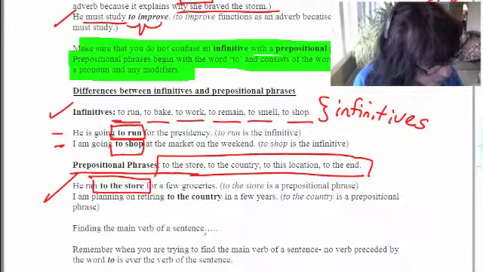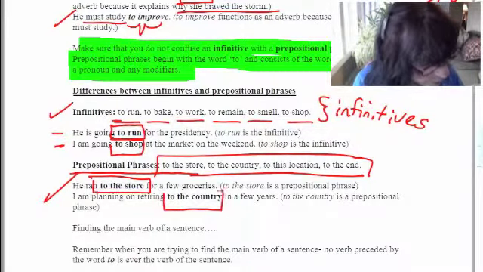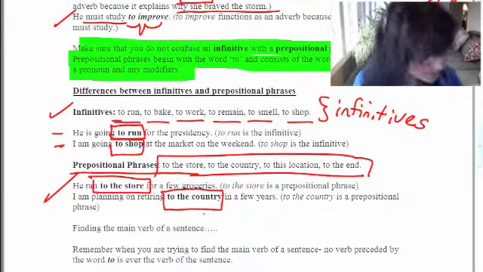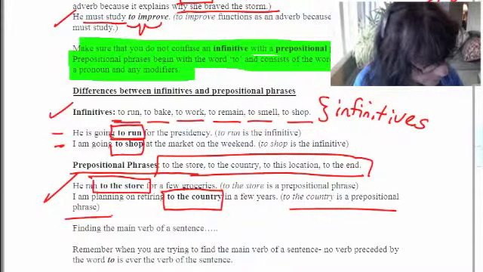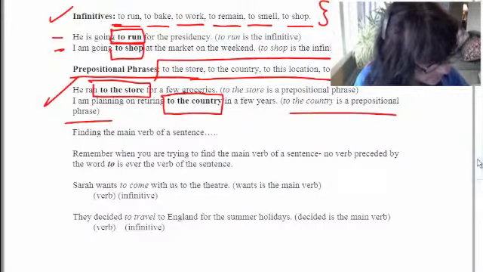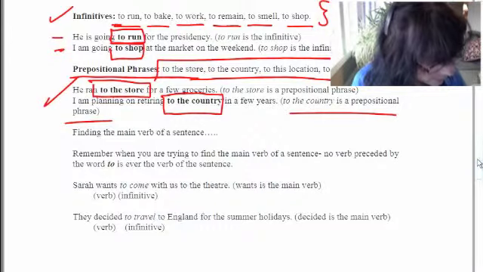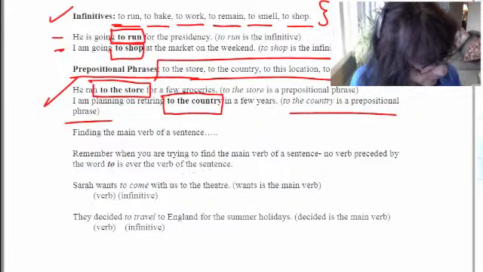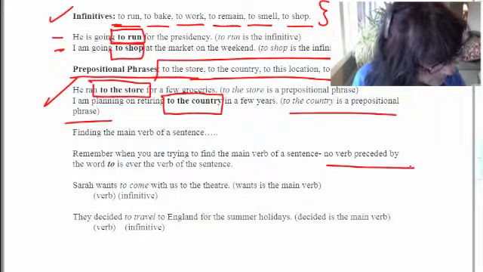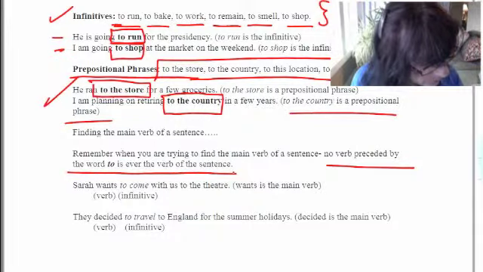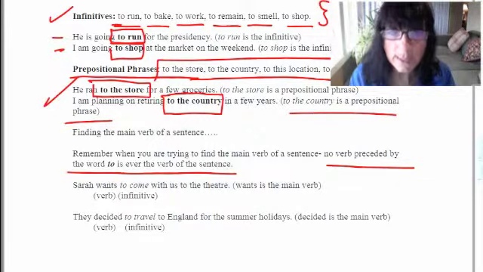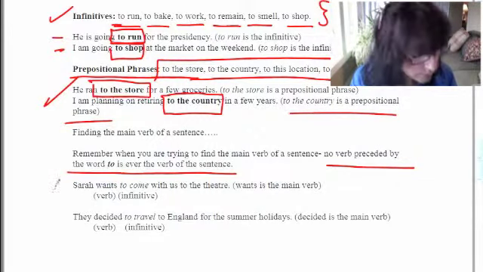I am planning on retiring to the country in a few years. To the country is a prepositional phrase. It's not an infinitive because country is not a verb. So, to find the main verb of a sentence, how do you know what the main verb is and what the infinitive is? Well, remember when you're trying to find the main verb of a sentence, the main verb will never be preceded by the word to.